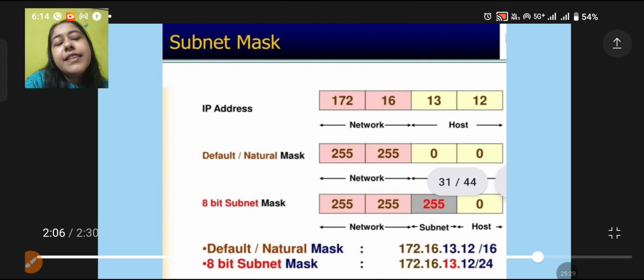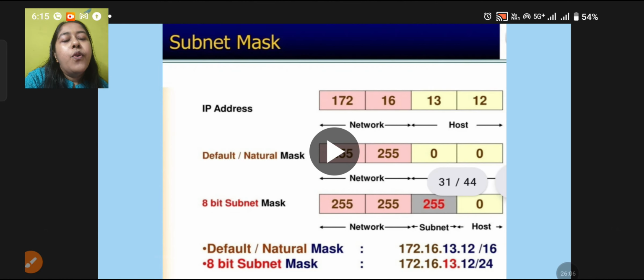Now we have identified the particular range which we have already studied, so it is of class B. So here the default mask will be 255.255.0.0. Now the 8-bit subnet mask is 255.255.255.0. So this is the network, this is the subnet, and this is the host. So the default or natural subnet mask will be 172.16.13.12 by 16, and the 8-bit subnet mask is 172.16.13.12 by 24. Okay, so this is how the subnet masking is done.